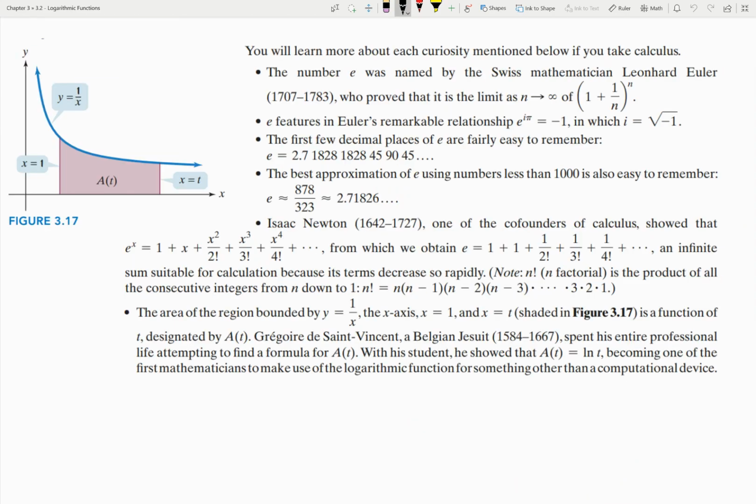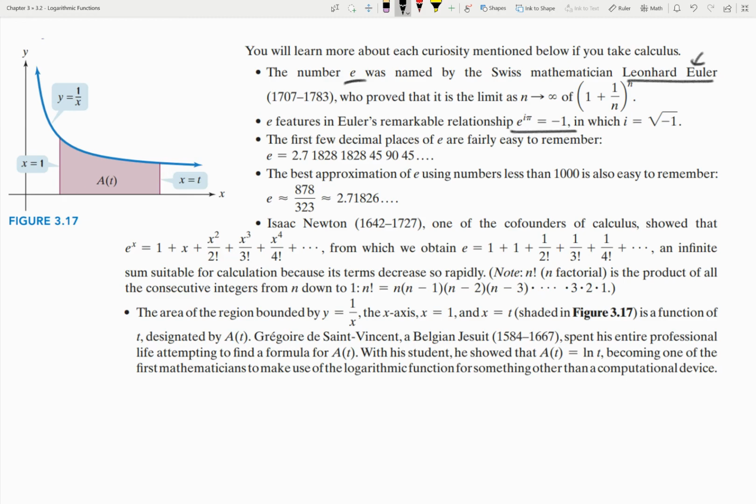So to finish off here, there's a lot about e that we don't cover in pre-calculus, and it's mostly discussed in calculus. One thing you should know is that e is named after the mathematician Leonhard Euler. Euler's constant, right? See the e? It comes from his name. And he proved, like we said in the previous section, that it is the limit of 1 plus 1 over n to the nth power as n approaches infinity.